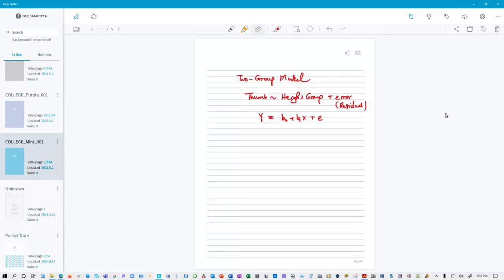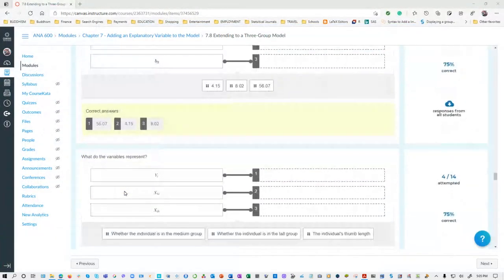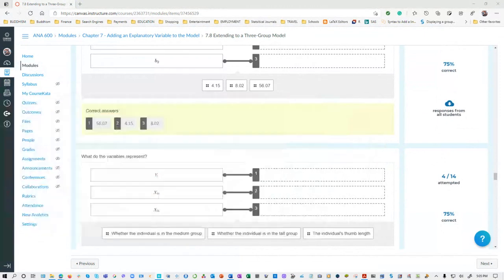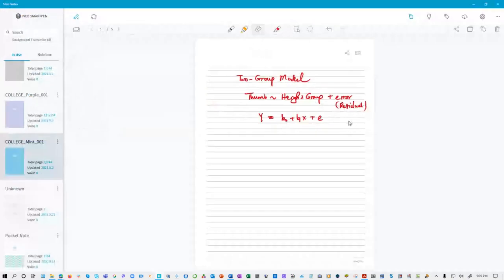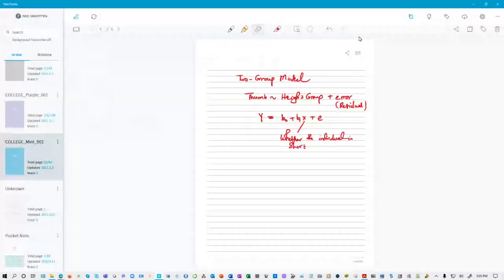X here means what? And here X means what? They were asking about X1 and X2. So here X means whether the individual is in the short group or whether the individual is in the tall group. That's what we want to know.